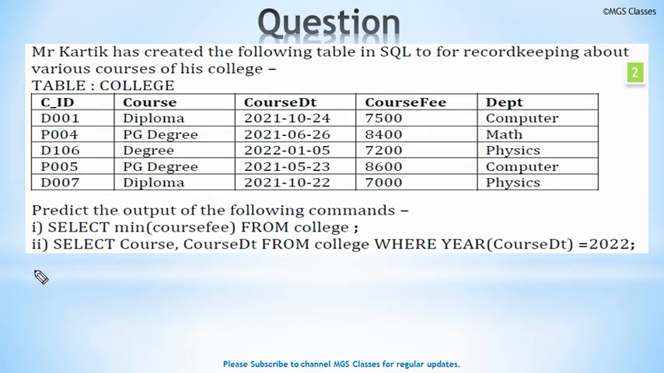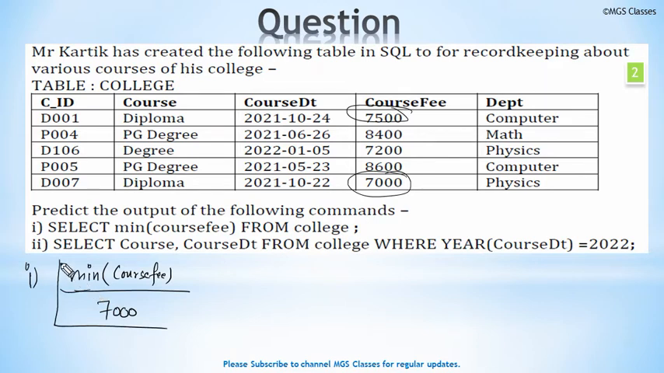I am writing the answer of this question here. The first question is to predict the output. Minimum of course fee. The min function is an aggregate function that will display the minimum value of this particular column, course fee, from this college table. What is the minimum value in this column? You can see 7,000 is the minimum value, so its output will be 7,000 only. Very simple question, not at all difficult.